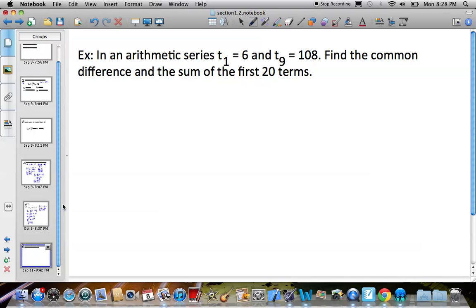Alright, in an arithmetic sequence, T1 is equal to 6 and T9 is equal to 108. Find the common difference and the sum of the first 20 terms. So essentially we have this situation going on. We have 6 and then we have a bunch of blanks. So this is the first one, 2, 3, 4, 5, 6, 7, 8, 9, and that ninth term is 108.